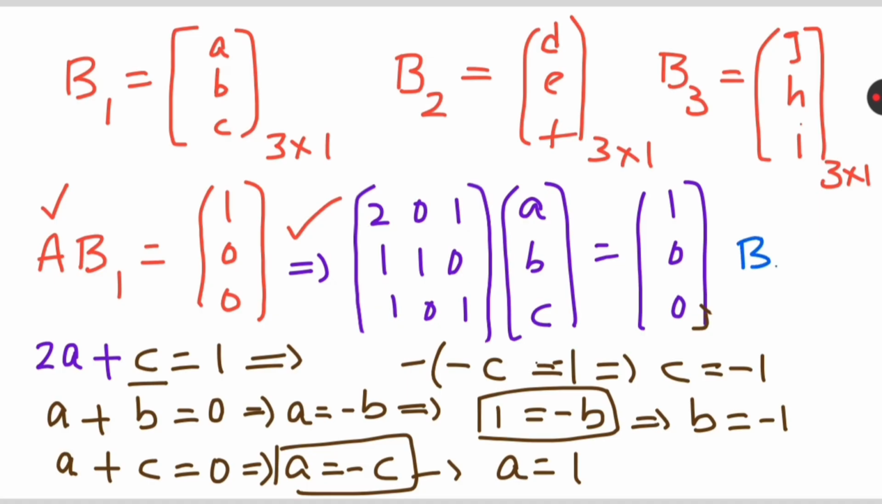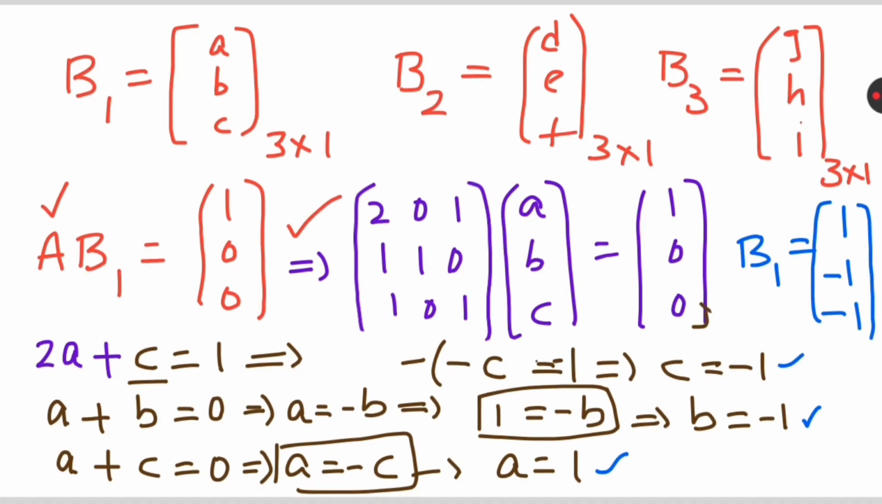We consider B1 as A, B, C. So the A value is 1, B value is minus 1 and C value is minus 1. So this is the B1 matrix. In the same way, we are going to find the B2 matrix.